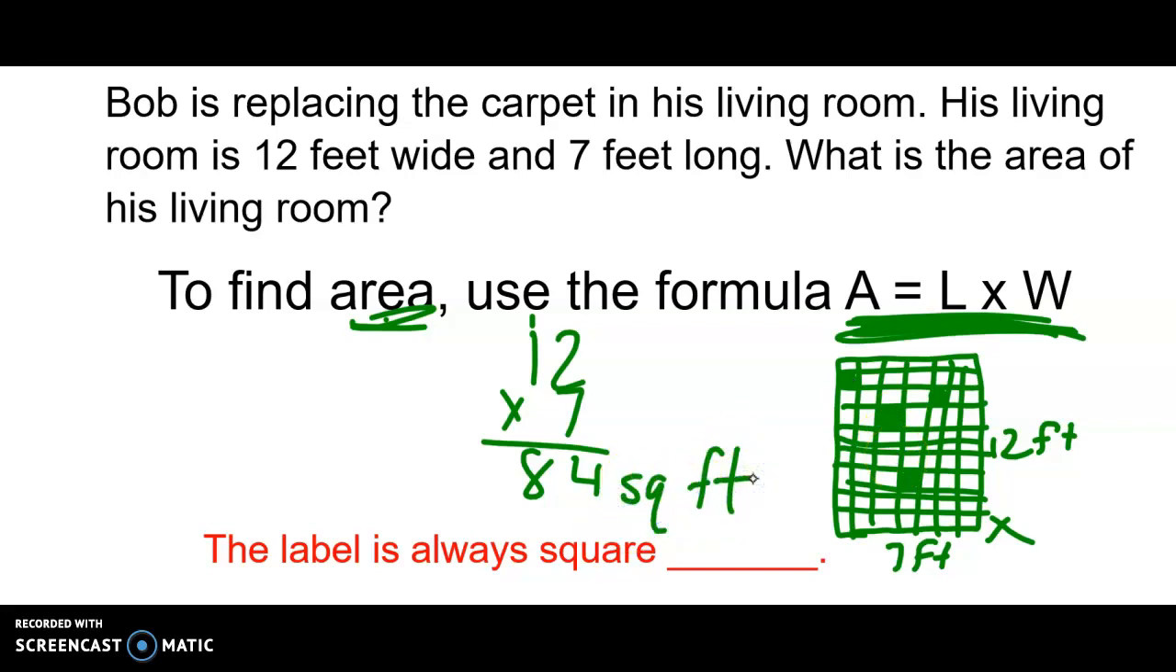And some of the kids that were in class told me, oh, our fourth grade teacher told us the abbreviation for that, which is a little 2. So when you write feet and the little 2, that's also an abbreviation for square feet.